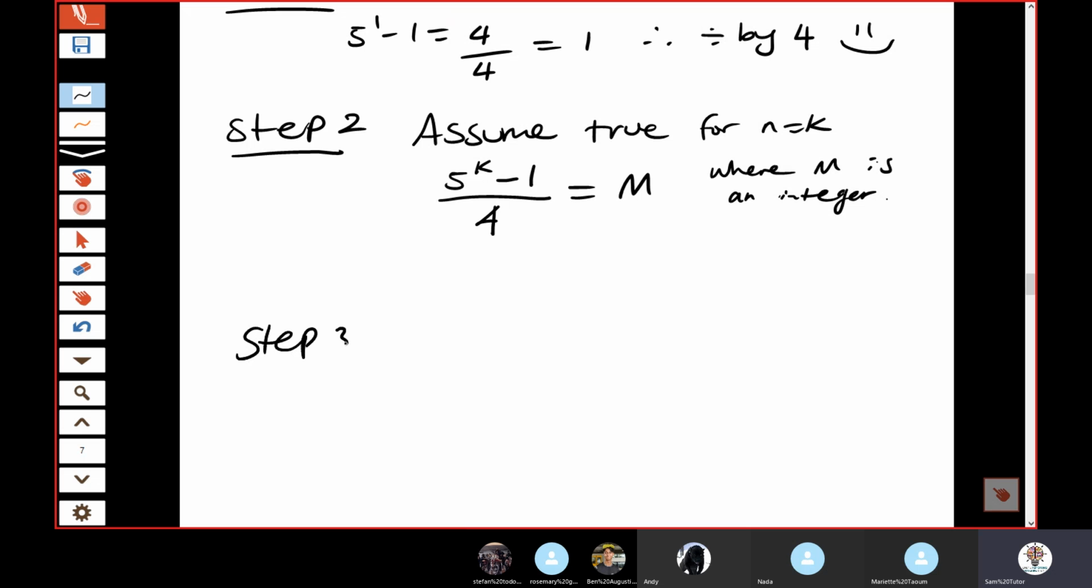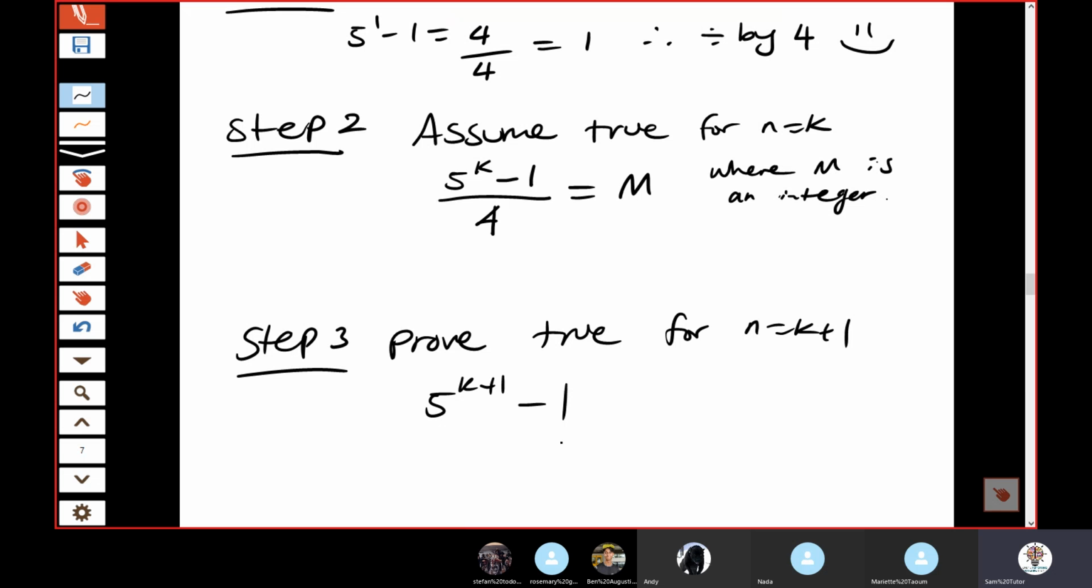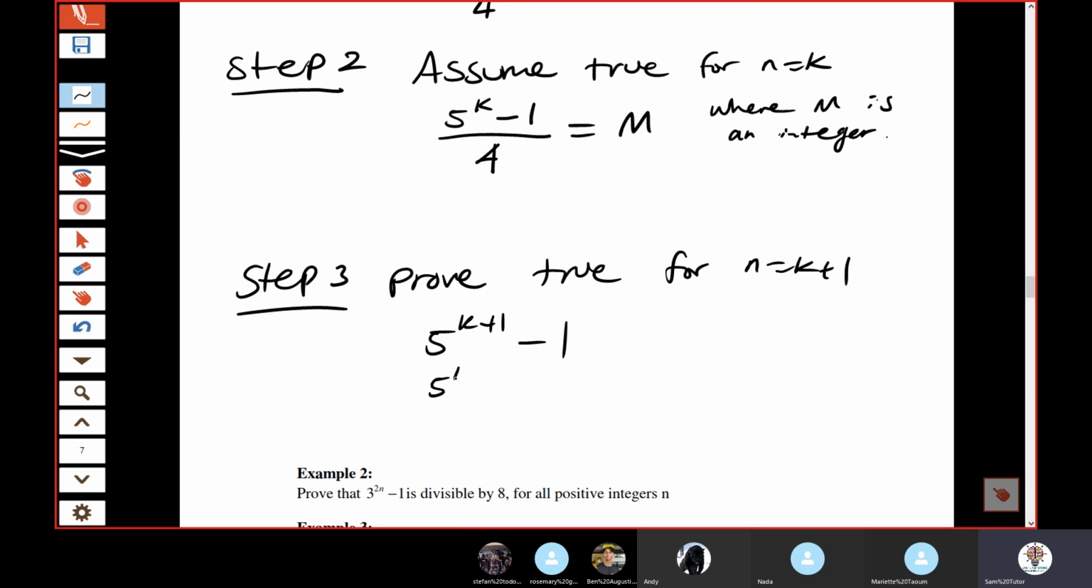Step 3. Prove true for n equals k plus 1. So pretty much you've got 5 to the k plus 1 minus 1. Correct? Now from that, you've got to think about what you're going to substitute. Well, most of divisibility is going to be index laws. So you can change this to 5 to the k times 5, and then minus 1. That means automatically you're going to substitute 5 to the k, which equals 4m plus 1. Sub that into here.